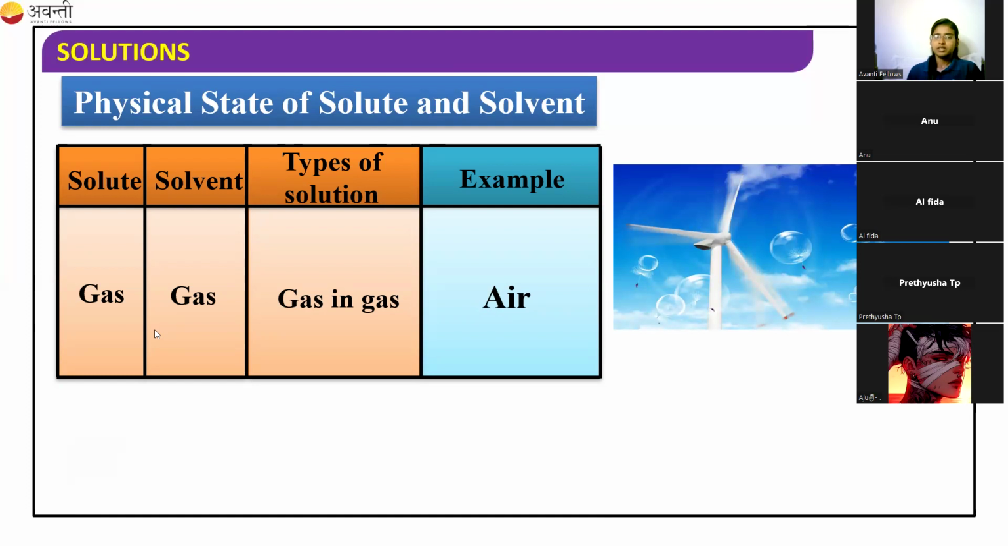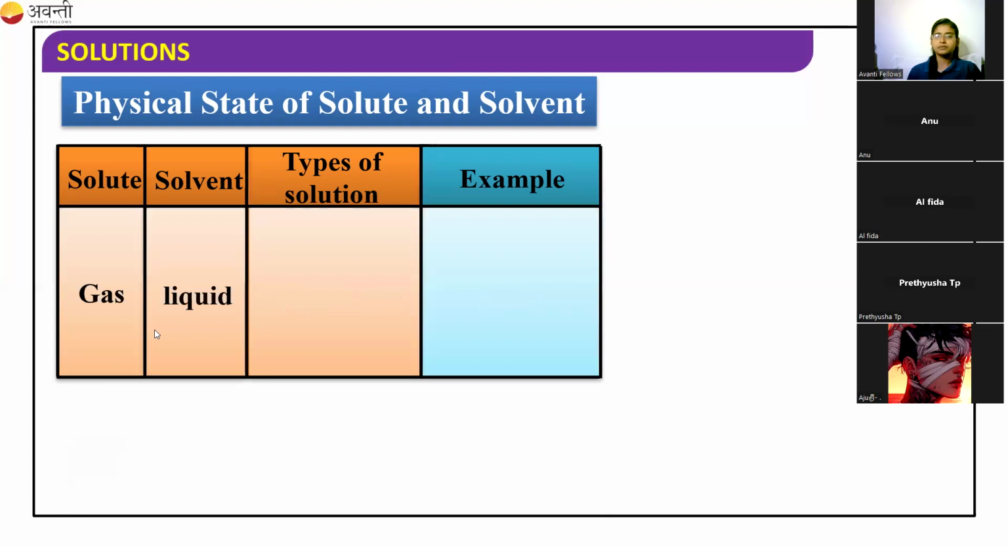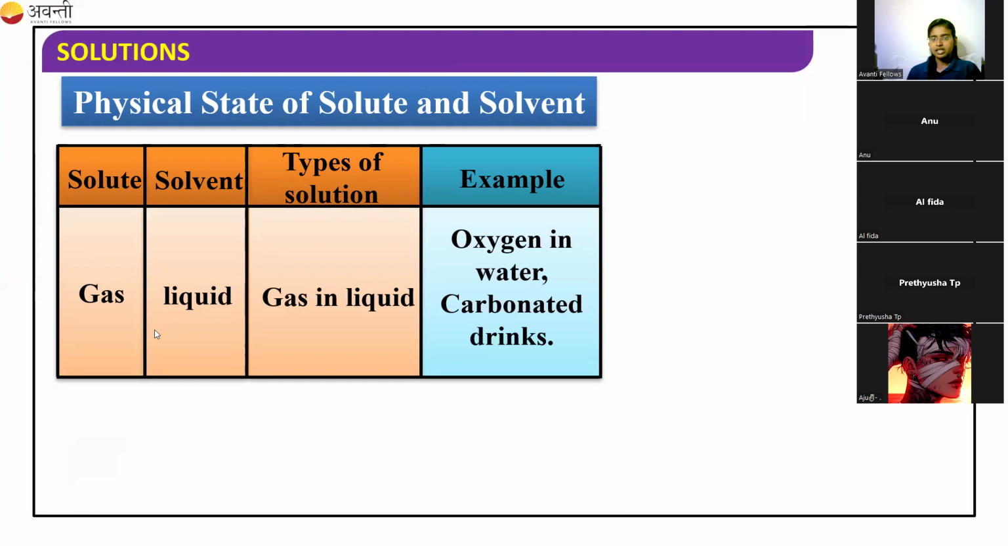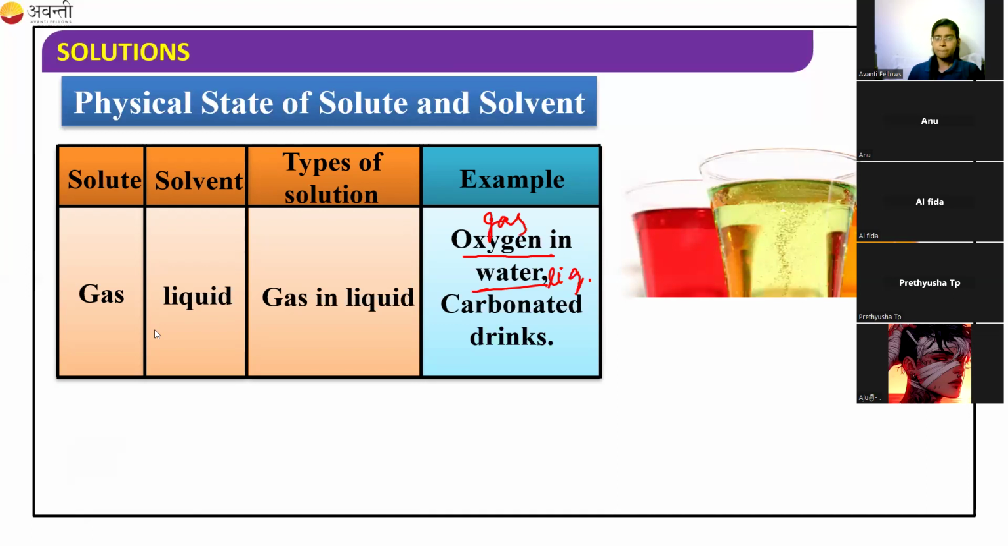Then the next type is gas in liquid. Examples are oxygen in water and carbonated drinks, all sodas, Sprite, Coca-Cola, everything. There you can find oxygen in water. Oxygen is a gas, and water is a liquid. So gas in liquid is also an example for solution. In carbonated drinks, carbon dioxide is the gas and water is a liquid. So gas and liquid, it is an example.